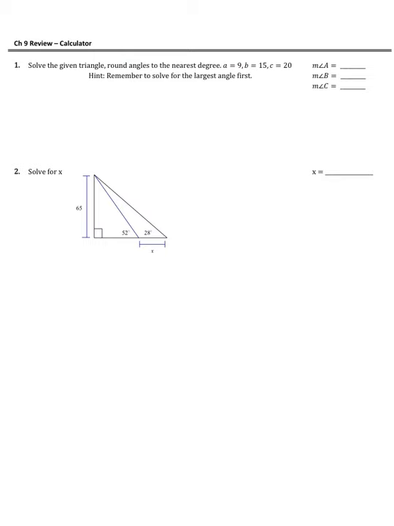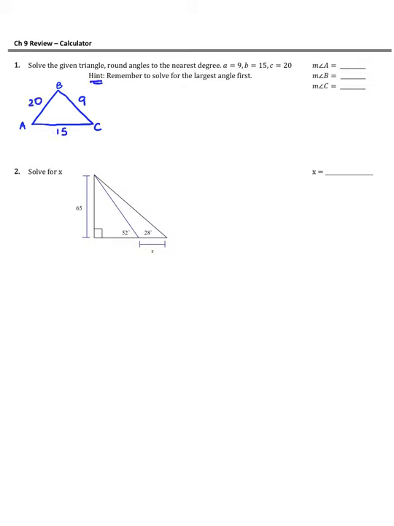Okay, final page. And just like it'll be on the test, you'll only really have 1 or 2 problems at most that require a calculator. So this will definitely be a calculator problem. We want to solve the given triangle. We were given side, side, side. So if this is A, B, and C, little a was 9, little b is 15, little c is 20.